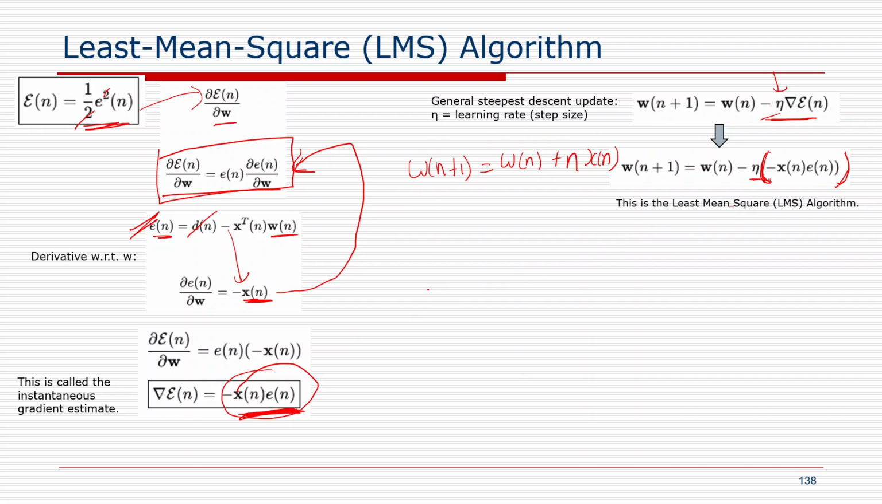Now finally, from the LMS algorithm, what we are getting is the next update of the weight, w of n plus 1 is equal to w of n minus learning rate and then minus x of n and then e of n. This is the term we are going to get.